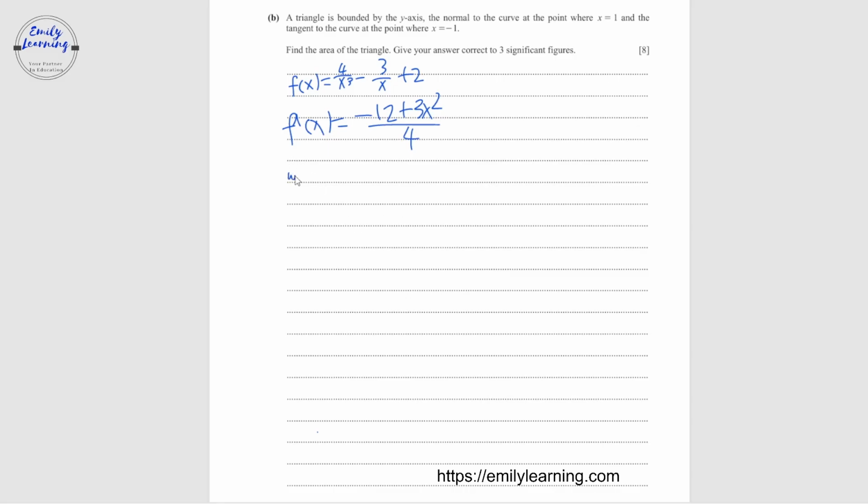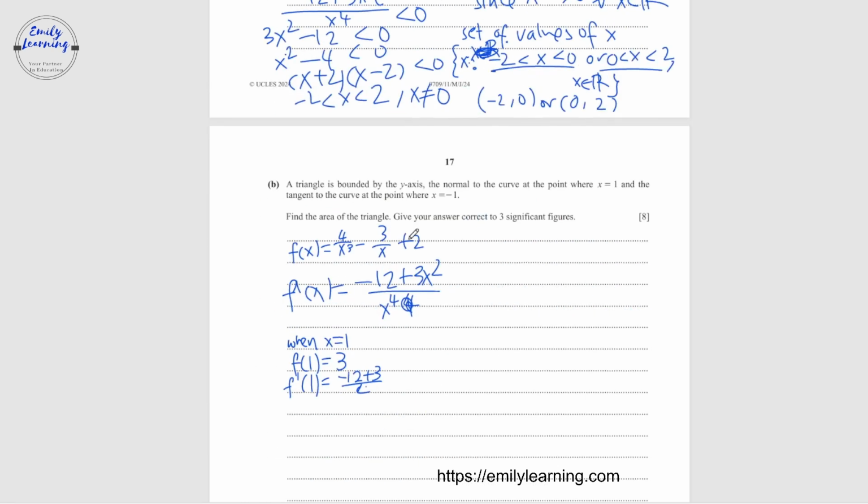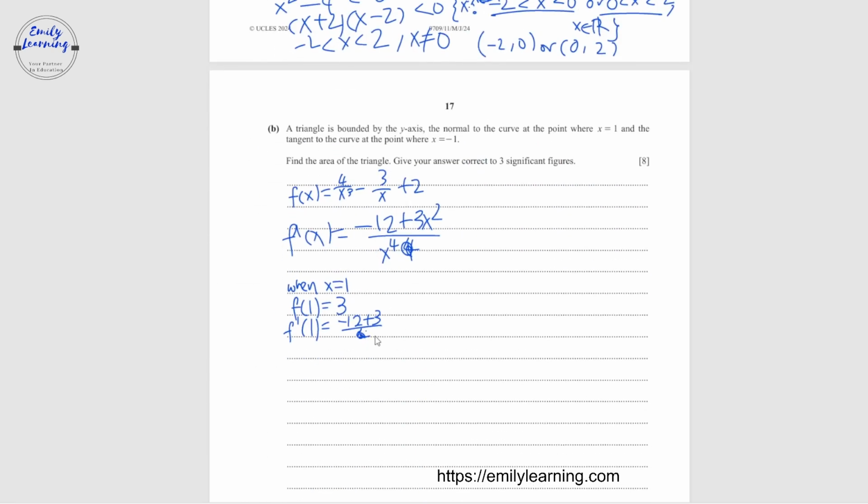So when x is equal to 1, I know my f(1) is, sub in x equals 1 into this, 4 minus 3 plus 2, which will give me 3, right? My f prime 1 will be -12 plus 3 over 4. No, this is not 4, it's x to the power 4, sorry. It's x to the power 4. So it is negative 12 plus 3 over 1, which will give me negative 9, right?